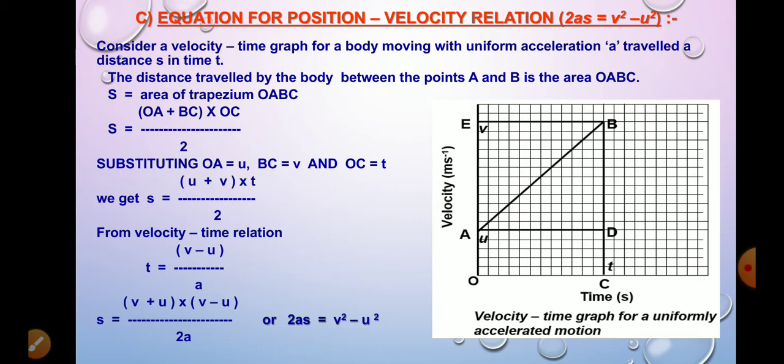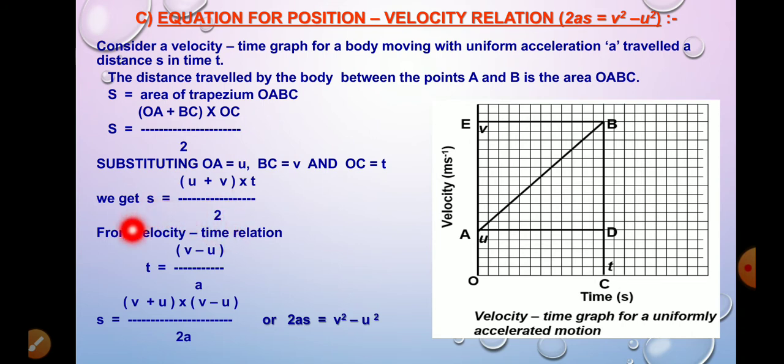Substitute OA equal to U. OA means it is the initial velocity. BC is the final velocity V, and OC is the time taken T. So let us substitute here in this equation: OA equal to U, BC equal to V, and OC equal to T. So we get S is equal to U plus V into T divided by 2.